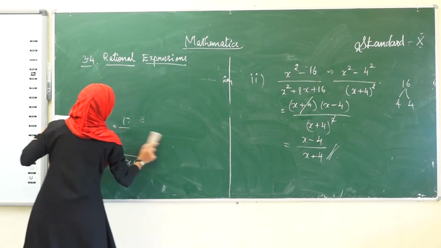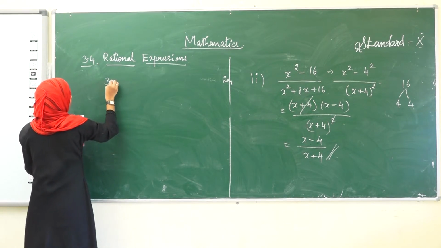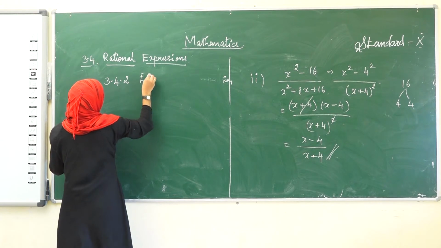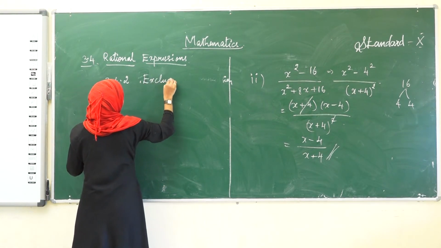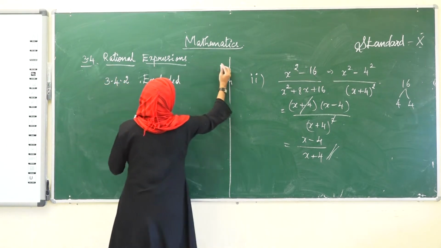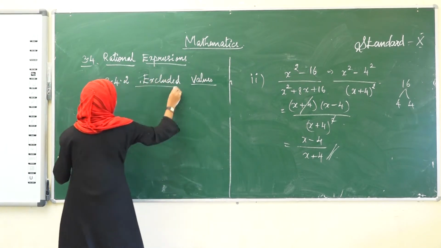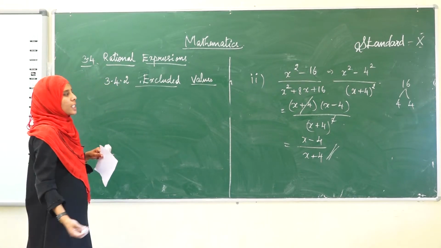Okay. Next, we are going to move on to the next subdivision, that is 3.4.2. Excluded values. See, in this subdivision, we are going to learn about excluded values. So, what is the excluded value of a rational expression?